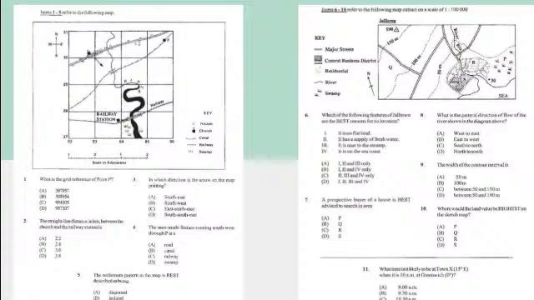For number 4, man-made feature running south to west through P is.